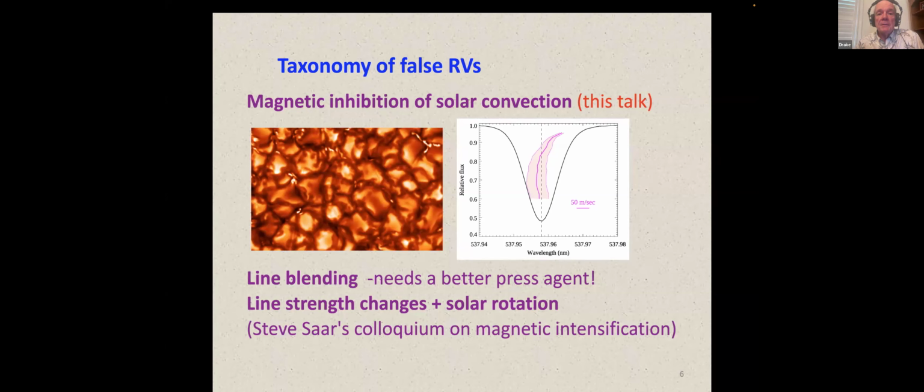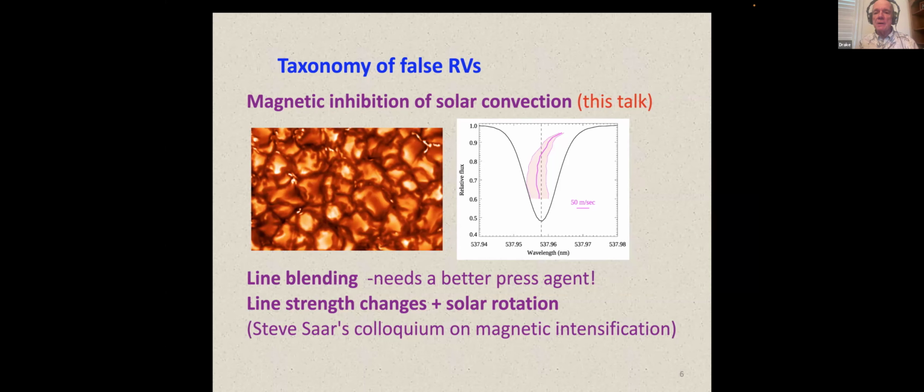Then at the top, there is the magnetic inhibition of solar convection, granular convection on the sun. There are upwelling hot regions and intergranular lanes that are downwelling and cooler. Because the hot regions are brighter, they dominate, and solar lines are on the whole net blue shifted, but the line is asymmetric. Remember the bisector: at a given flux level, you find the spot on each flank, on the red side and the blue side of the line, and you average those two wavelengths, and that's the bisector.